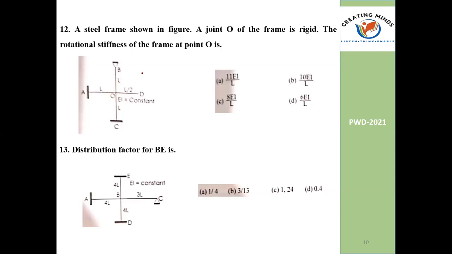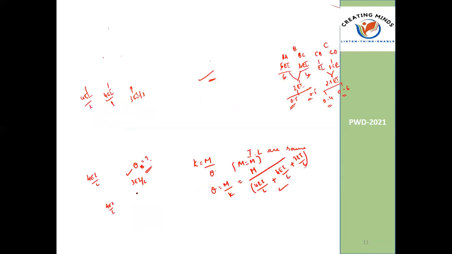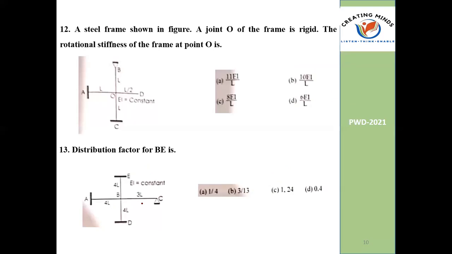Yes, sir. How do you guess this is 3EI by L? 3EI by L means 1. 4EI by L means 1. Here 4EI by L is 1. So 1/4, 1/4, 1/4, 1/4. Summation should be 1. Right? 1/4 or 0.25. Clear? Any doubts?